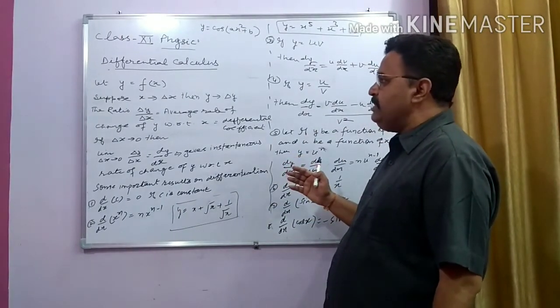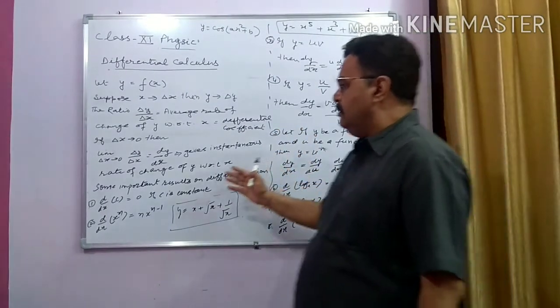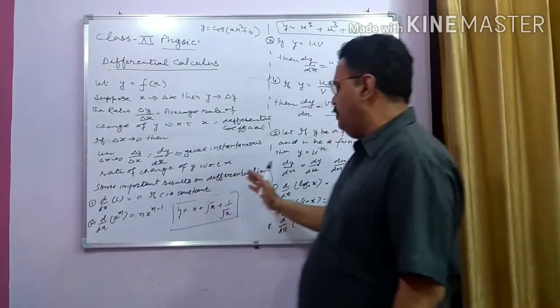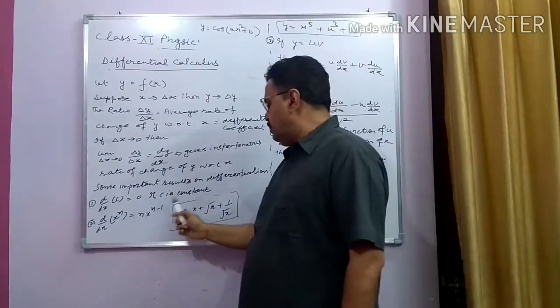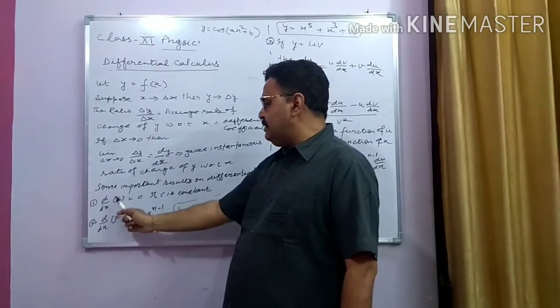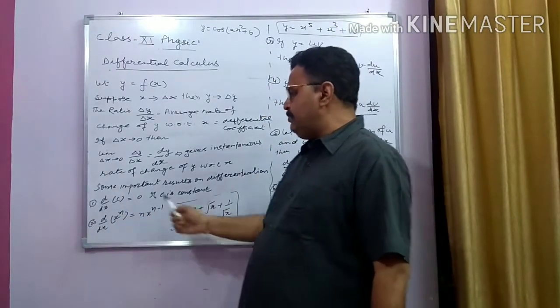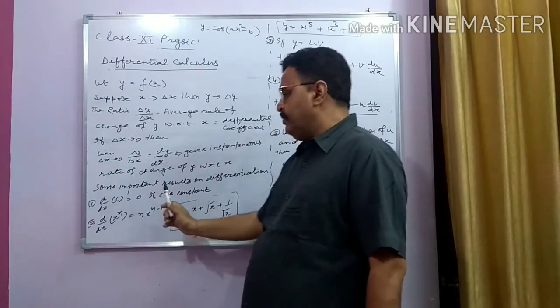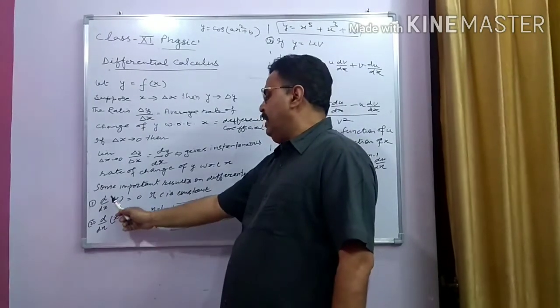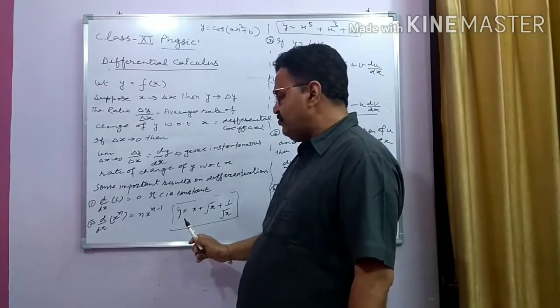From the concept of differentiation, or differential calculus, we come to some important results. That is, if c is a constant, then the differentiation of c with respect to x will be 0. Constant means there is no change in c, so the derivative of c with respect to x is 0.